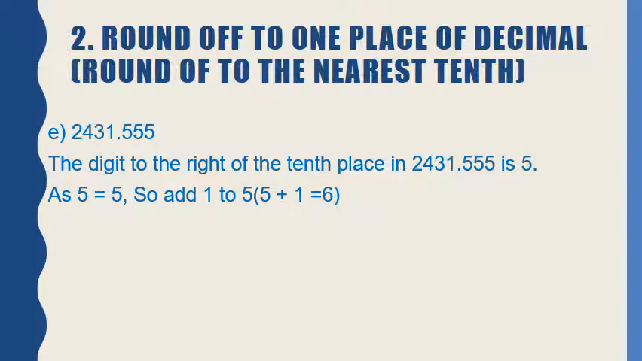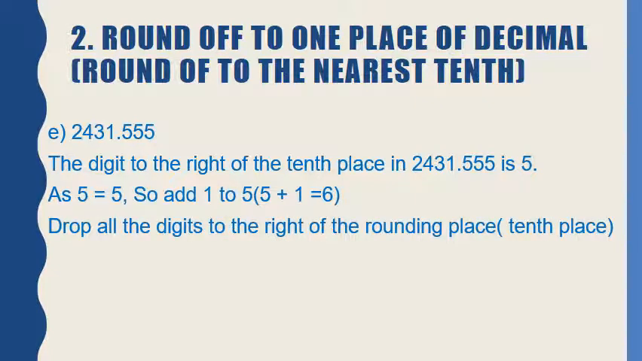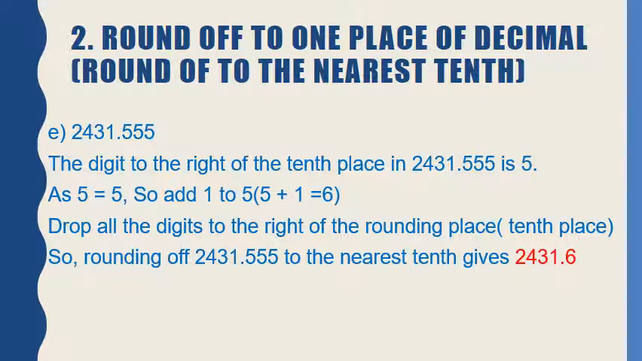As 5 is equal to 5, so we will add 1 to 5, and 5 is the digit at the 10th place also. So we will add 1 to 5, and 5 plus 1 is equal to 6. Now the digit at the 10th place will become 6. We will drop all the digits to the right of the rounding place, which is the 10th place. Okay. And so rounding off 2431.555 to the nearest 10th gives the answer as 2431.6.